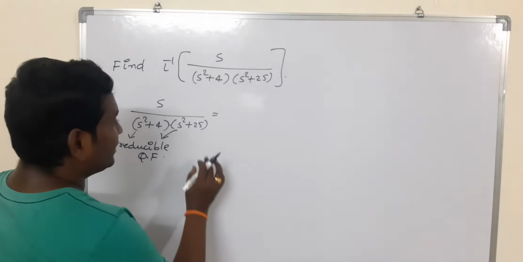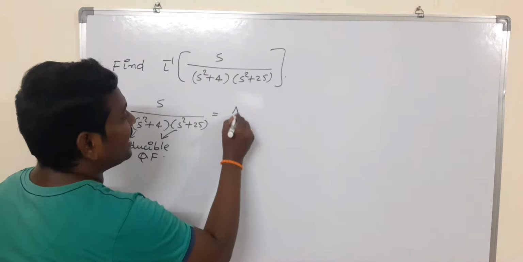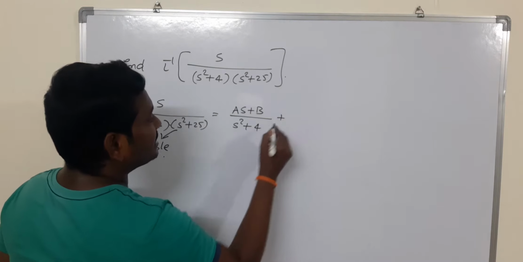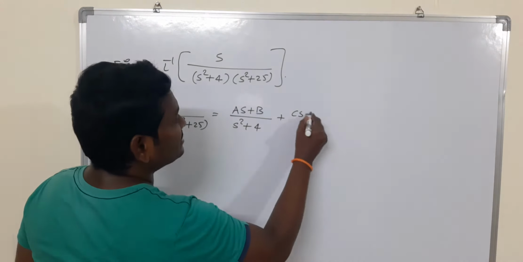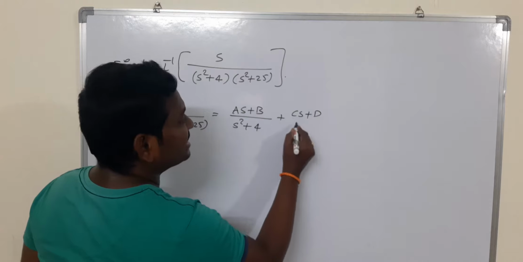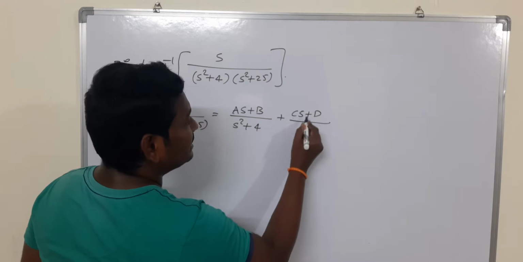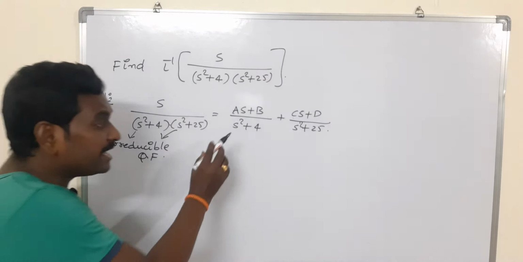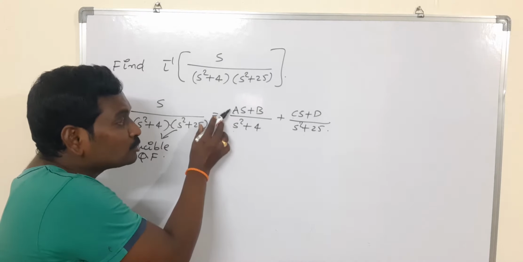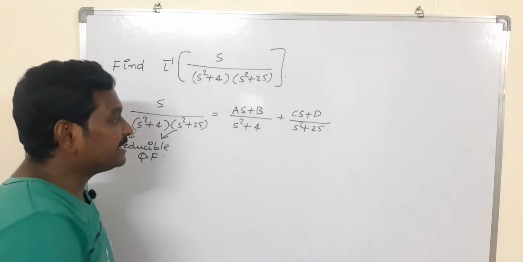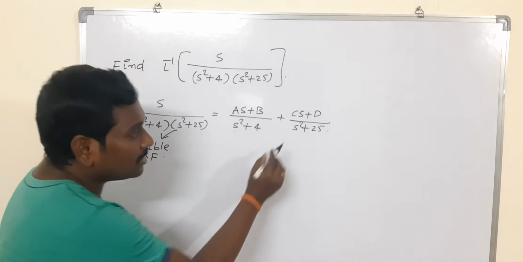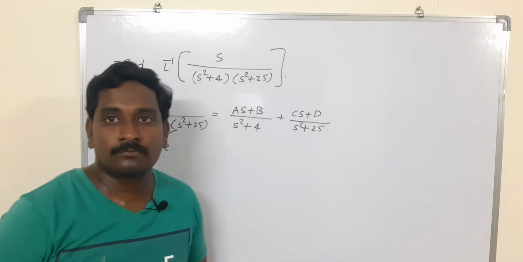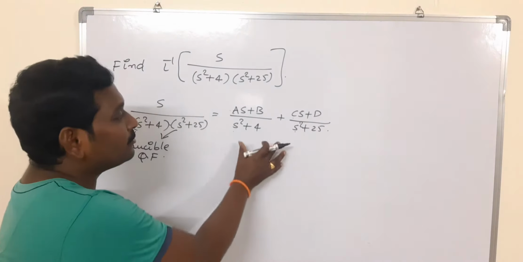That's why we can take the partial fraction as (as plus b) by (s square plus 4) plus, for the second factor, (cs plus d) by (s square plus 25). Since the denominator is a quadratic term, its numerator should be a linear term. Here also the denominator is a quadratic term, that's why its numerator should be a linear term. Okay, this is the way to find out the partial fractions.